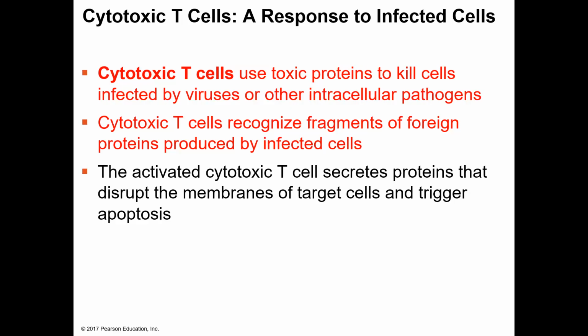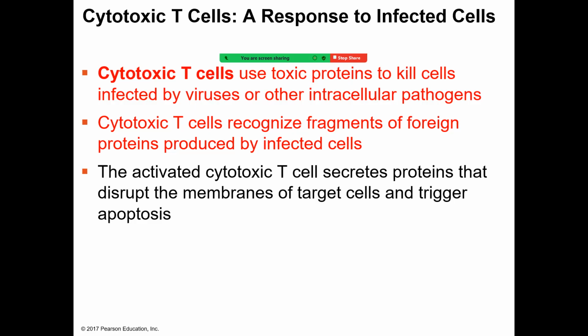So, now we're going to talk about how we activate the cytotoxic T cells in response to infections or pathogens. Cytotoxic T cells will use toxic proteins to kill cells that are infected by viruses or other intracellular pathogens like bacterial cells or fungi. The way that they do that is that the cytotoxic T cells recognize fragments of the foreign proteins that are produced by the infected cells.